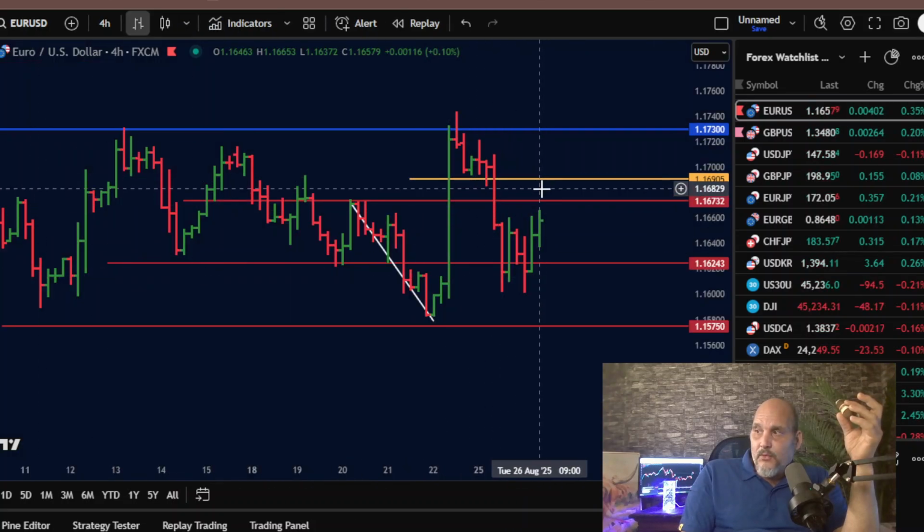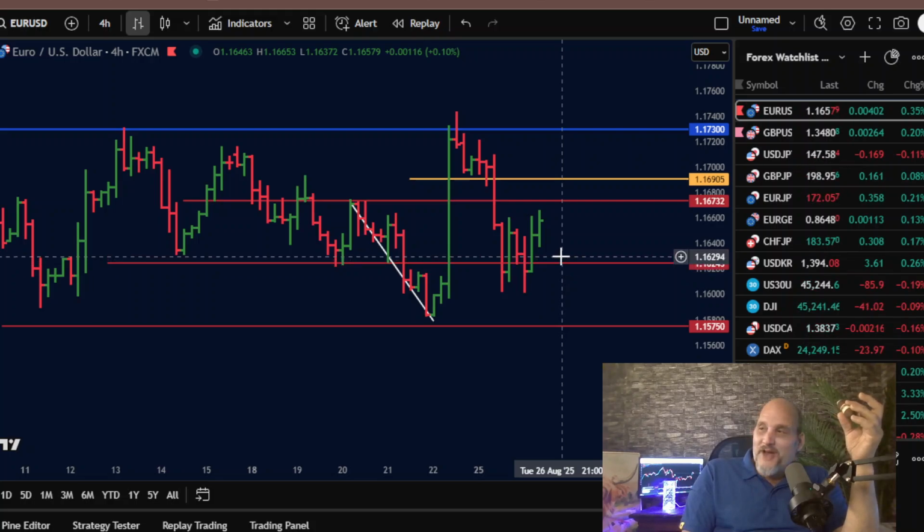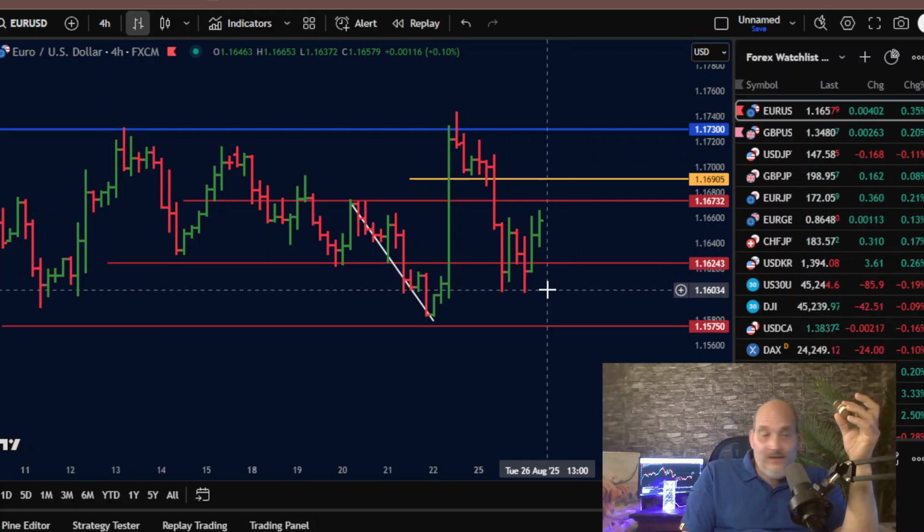Said that if we broke 116.90, next level of support was 116.70, and I said we could drop down to 116.24. We went down a little bit lower than that. And we're going to get into euro dollar right now.